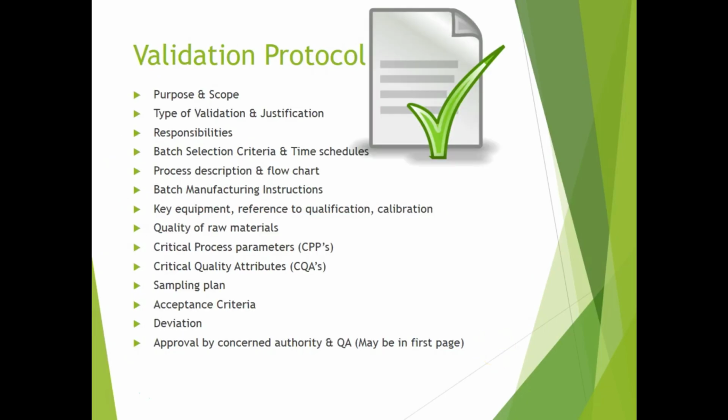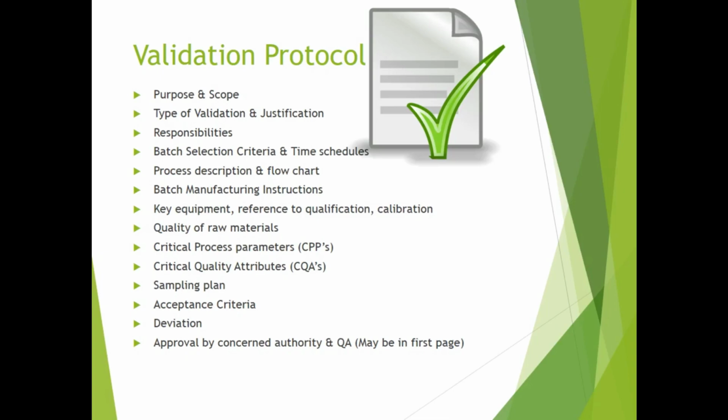So your validation protocol then is a pre-approved document that needs to be approved by quality assurance, being the main sign-off, and some of the things that need to be included within that protocol will be the purpose and scope of the study, along with the type of validation. So is it retrospective, concurrent, revalidation, and the justification for carrying that out, a list of the responsibilities, batch selection and criteria. So what batches are you going to use? If it's a validation, you pick 3 batches, what batches, give the numbers, your process description and flow, along with your batch manufacturing instructions or your BMR.